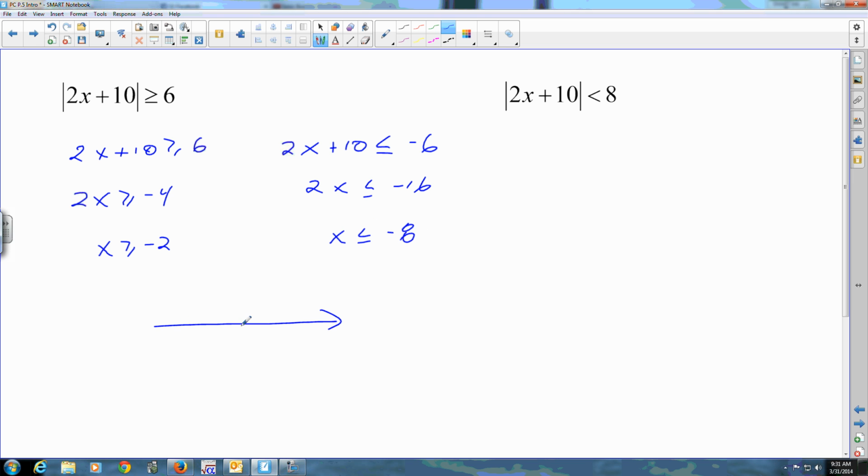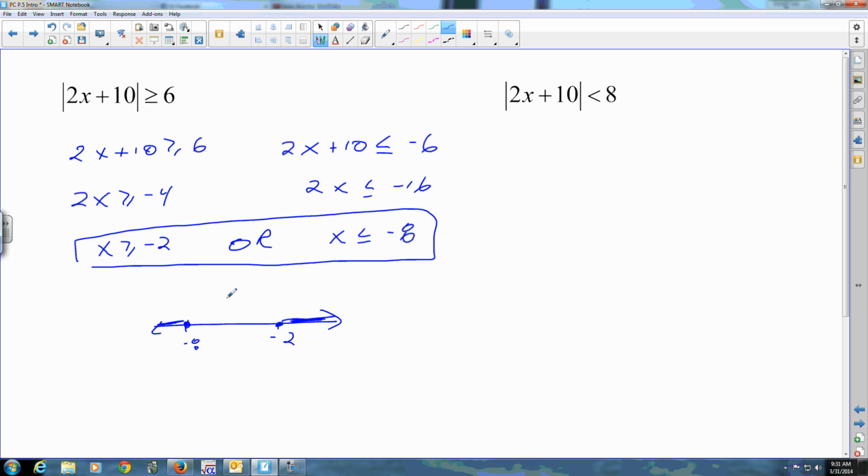and if you look at this on a number line, negative 8 goes left, negative 2 goes right. They both have an equal sign, so they're both closed. X is greater than negative 2, so we're shading right. X is less than negative 8, so you shade left. When they're shaded apart, you have to put the word or between them. That's your final answer right there, with the word or. If they were shaded together, you'd put the word and.